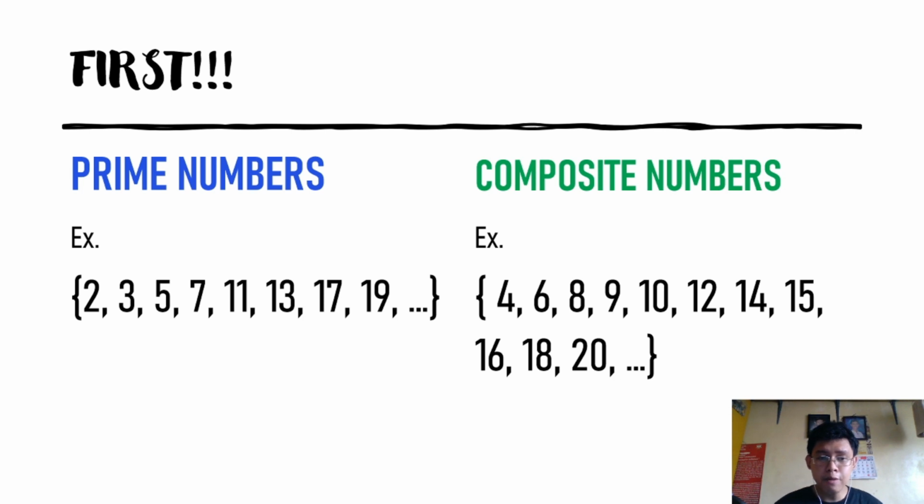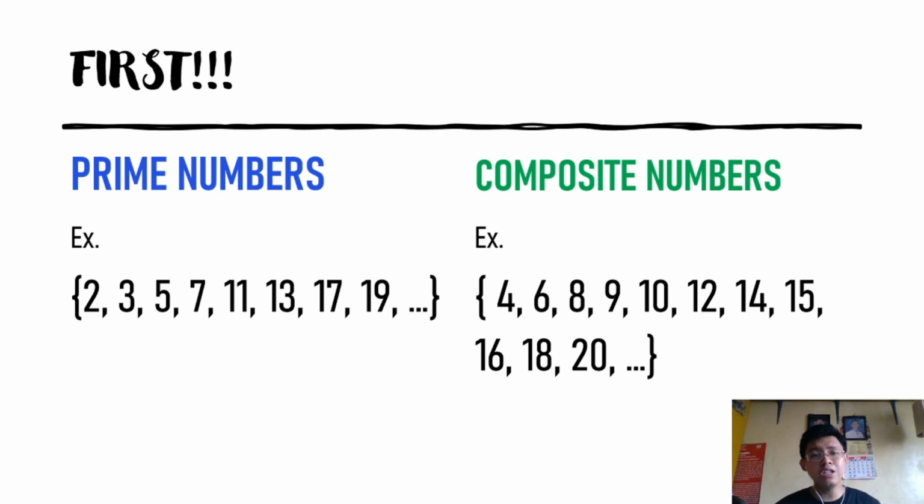Prime numbers are numbers that are divisible by 1 and itself. While composite numbers have other factors. They have many possible factors. So here are some examples of prime and composite numbers. You should know how to identify or differentiate the two. That is the key in order for us to get this lesson.